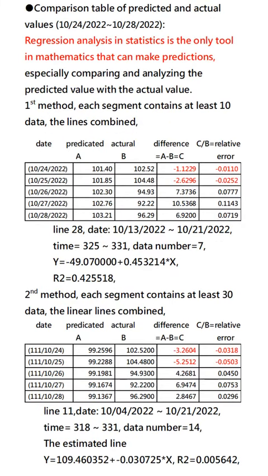Comparing the relative errors of two estimated methods, the estimated line of the second method is better. The second method relative errors are very small. This method can get the efficient and accurate estimation equation and estimated values.